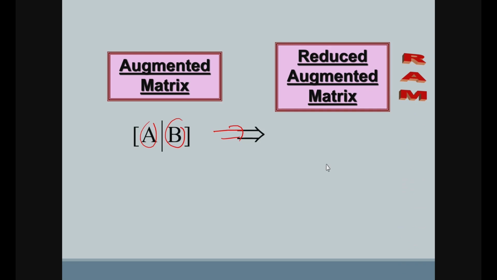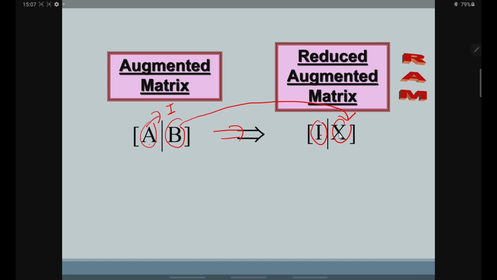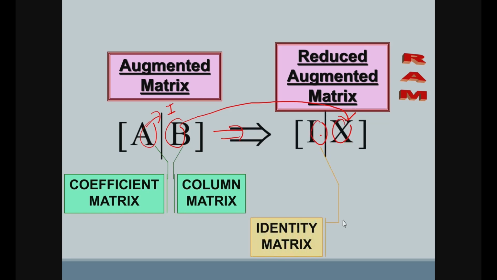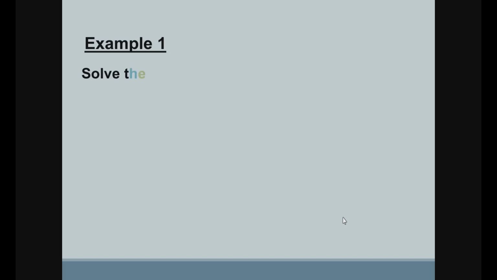The augmented matrix has A as the first part, and the second part is B, which we need to make into the reduced augmented matrix, like this. We also call it RAM. We need to make A the identity. Okay, this one A is identity, and then B is where we can get the solution. Identity matrix and the solution matrix.